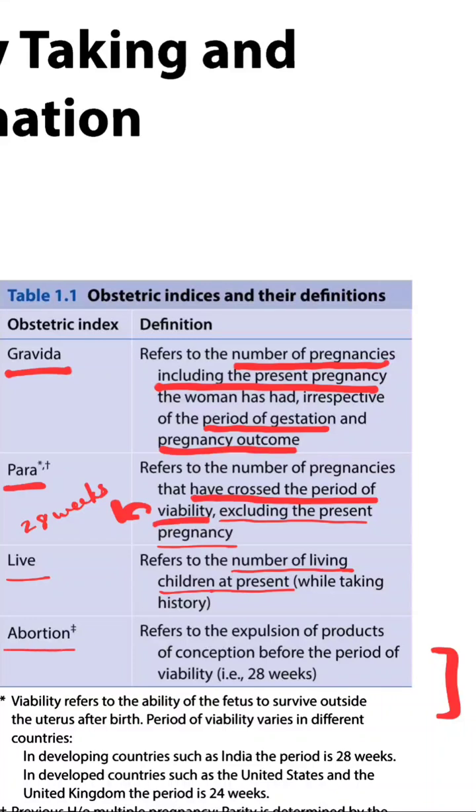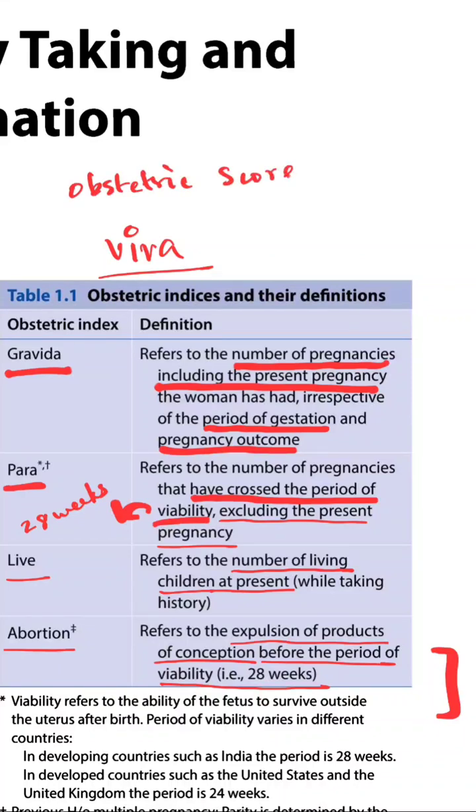And what is abortion? Abortion refers to the expulsion of products of conception before the period of viability, that is 28 weeks. This is very, very important for viva. They will definitely ask what is gravida, what is para, what is live birth, and what is abortion. So this is the obstetric score.